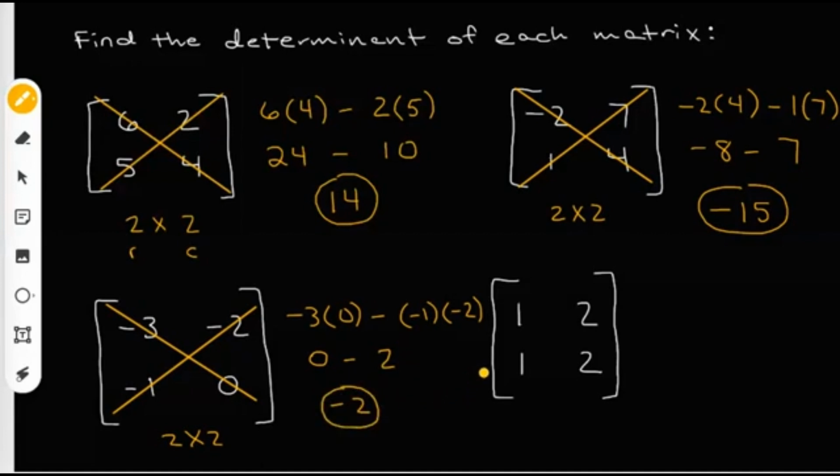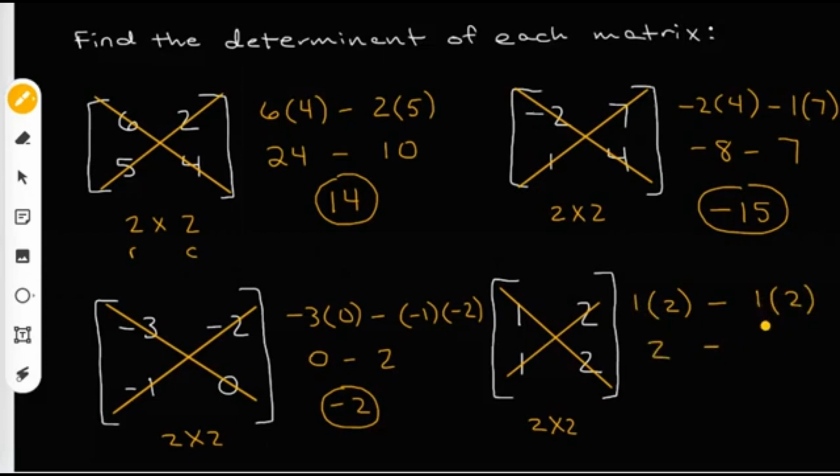Now for the last one, I have to find the determinant of this 2 by 2. I start off by using the main diagonal. I scoop up 1 and 2, so that's what I'm going to multiply first. Put your subtraction sign in the middle. Now we're going to use the counter diagonal to get 1 and 2. So those go next over here. So 1 times 2 is going to give me 2.